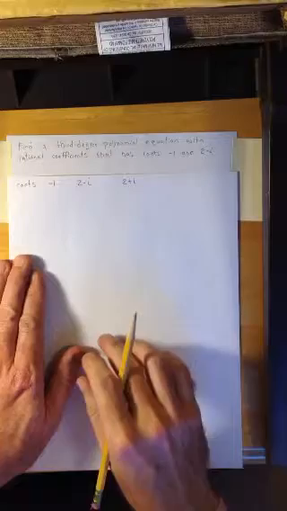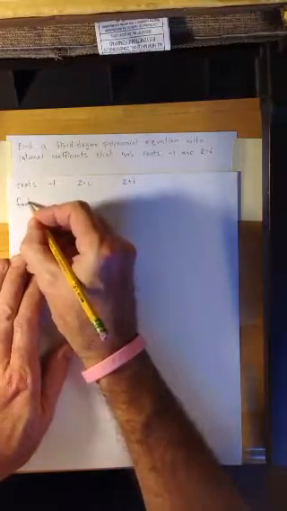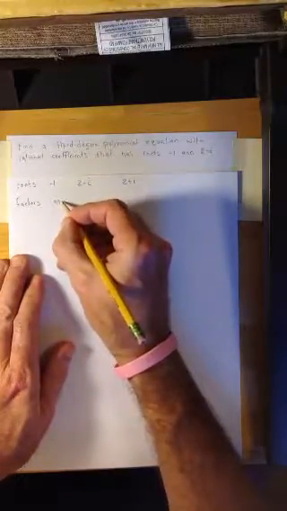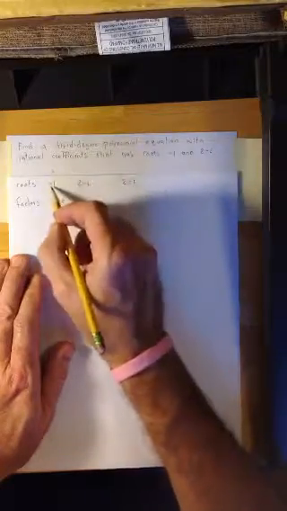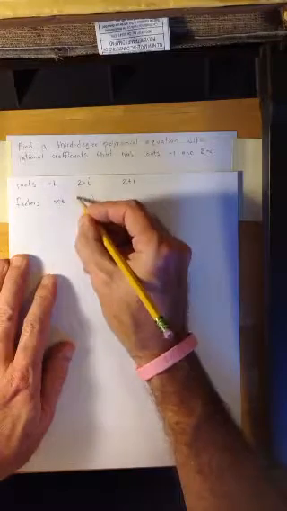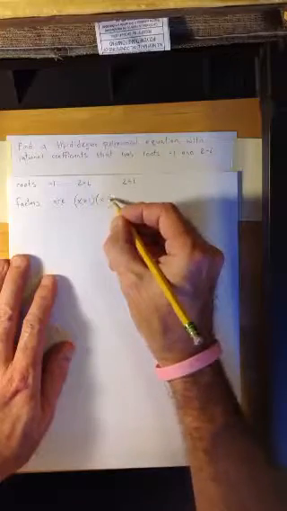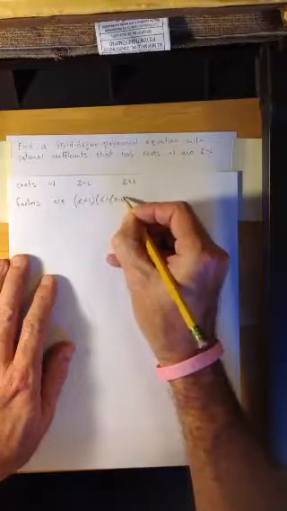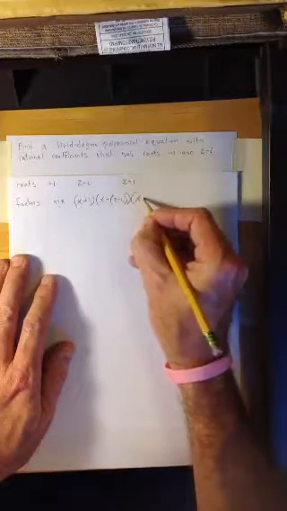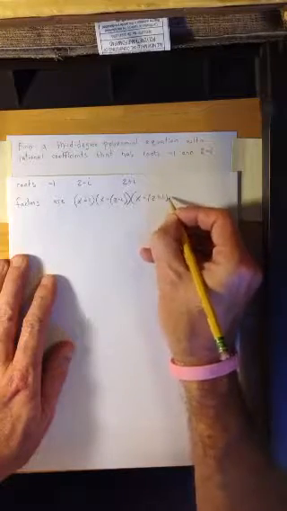Alright, next we're going to use the factor theorem to note that the factors are x plus 1, and then x minus, this root is 2 minus i, and then also x minus, this root is 2 plus i.